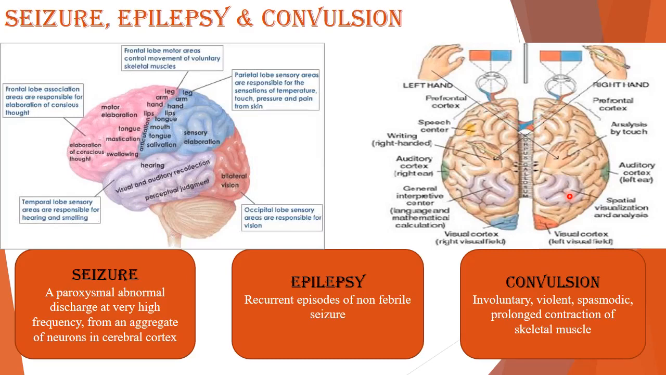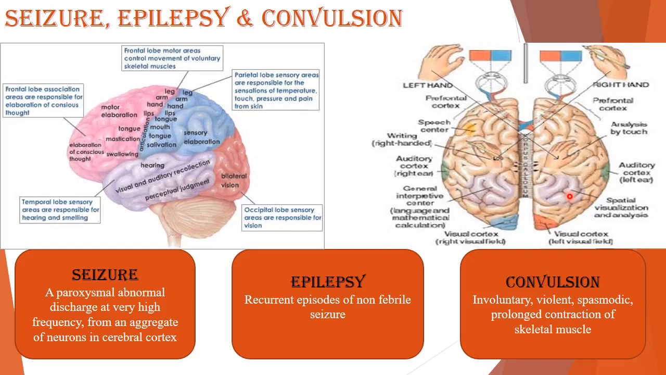We can say sudden contraction of the muscles sometimes. Sometimes sudden blinking of the eyelids. Sometimes you'll find a person is sitting and suddenly the lips get bent, the lips get twisted. These are signs and symptoms of various kinds of seizures. For seizures, we have different classifications.